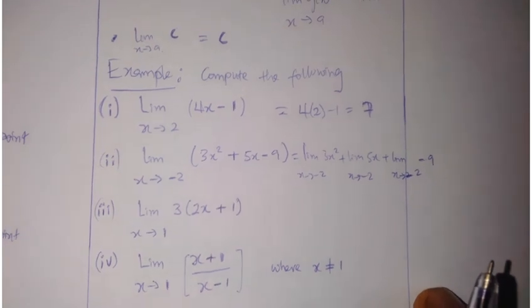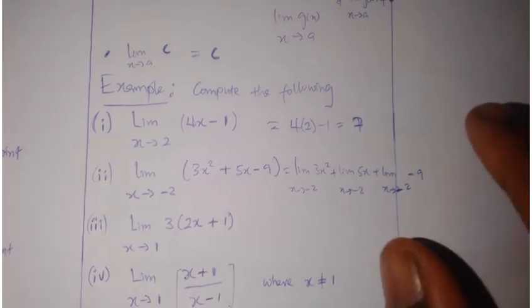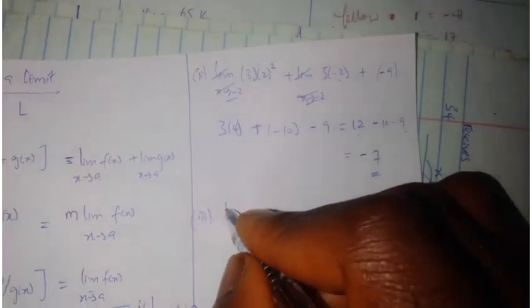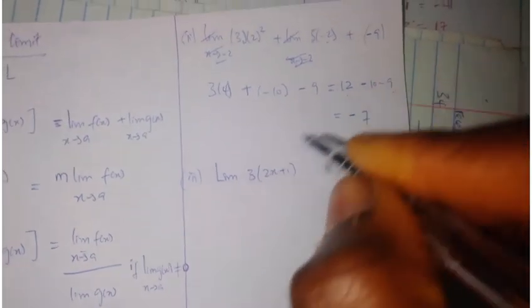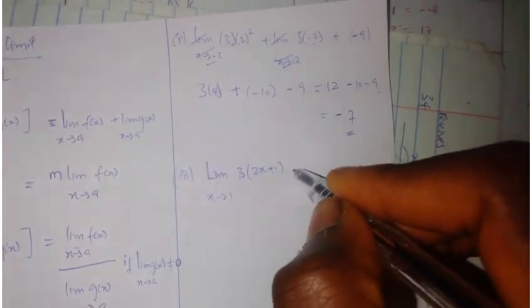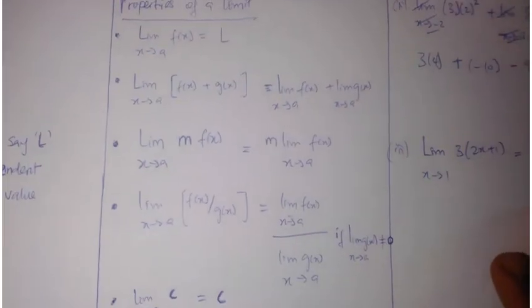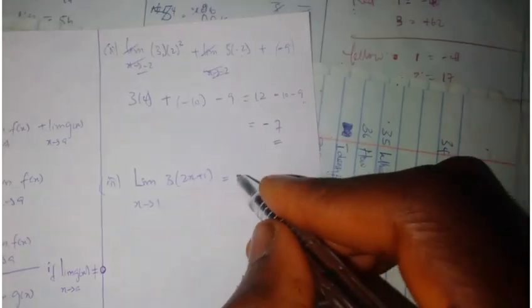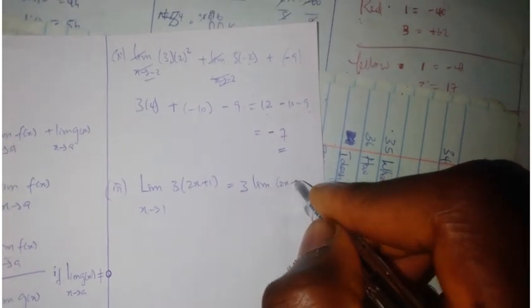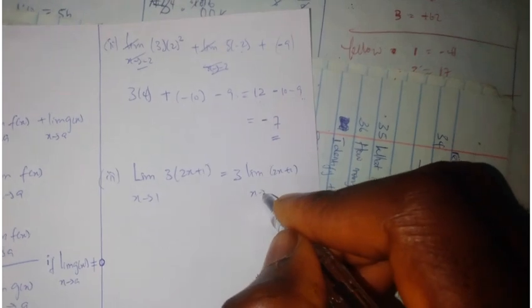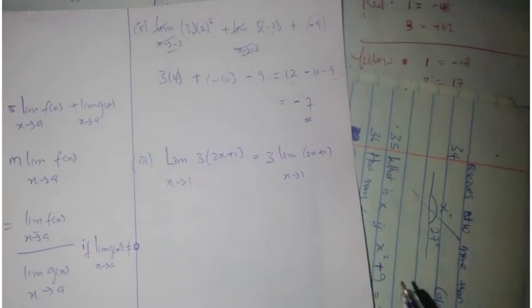Limit as x tends to 1 of 3 into 2x plus 1. This is my question, as x tends to 1. Now, as to my third property, I can express this as 3 times the limit of 2x plus 1 as x tends to 1. Try my direct substitution still.